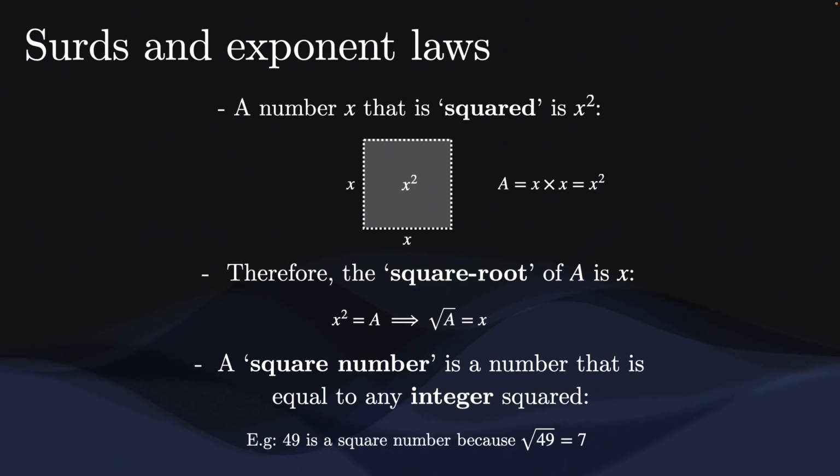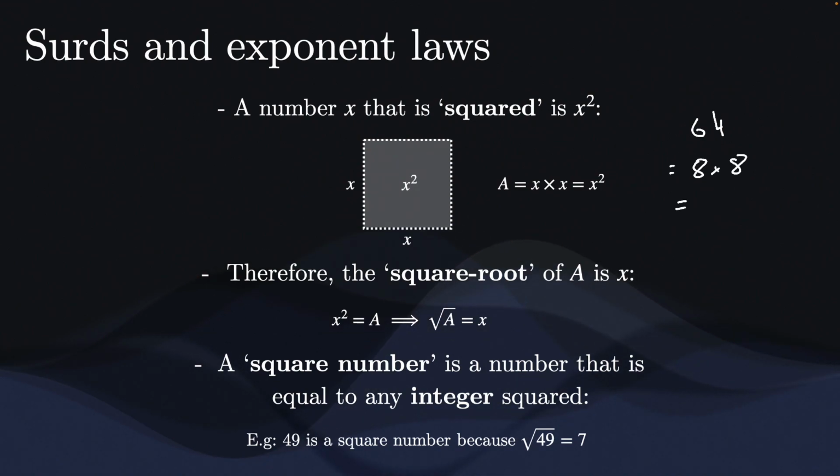So if we take, let's say, 49, we say that 49 is a square number because 49 is given by 7 times 7, or 7 squared. Another example would be 64, because 64 is given by 8 times 8, which is 8 squared. And 8 is an integer.